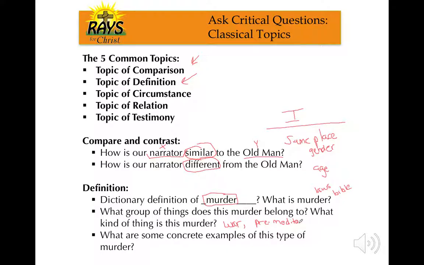And I'm not spelling that right, but premeditated. I'm having a hard time with this pen, so sorry about that.